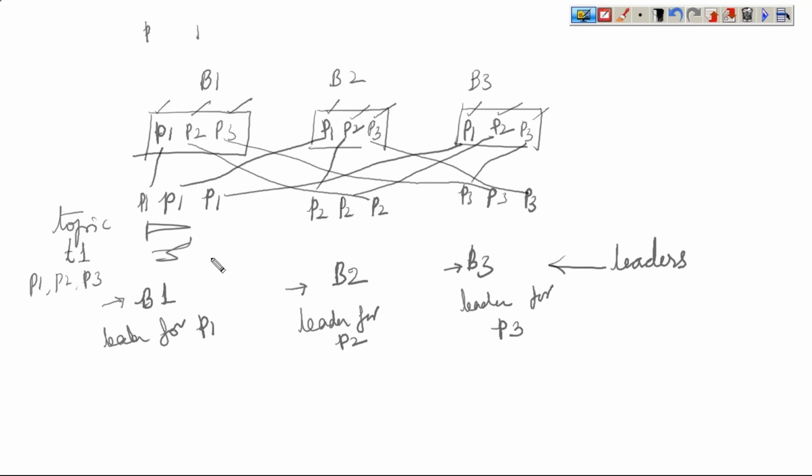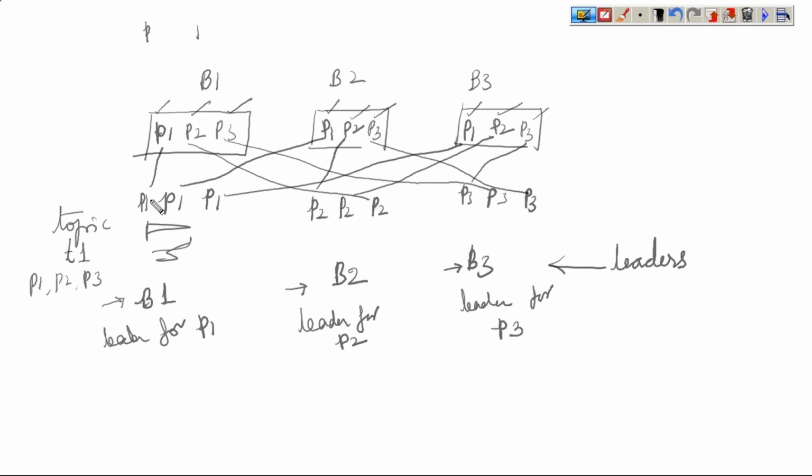So what B1 does is, this B1, broker 1, will maintain... not storage, storage is different. B1 is storing P1, P2 and P3, three are there with it. But it will maintain the information of the first partition. What is the first partition? P1. The first partition is P1.